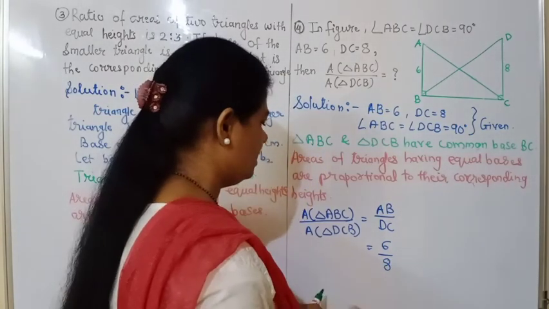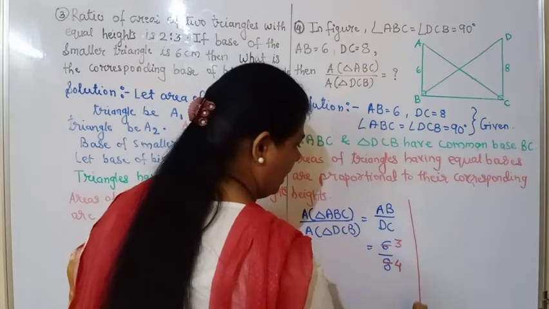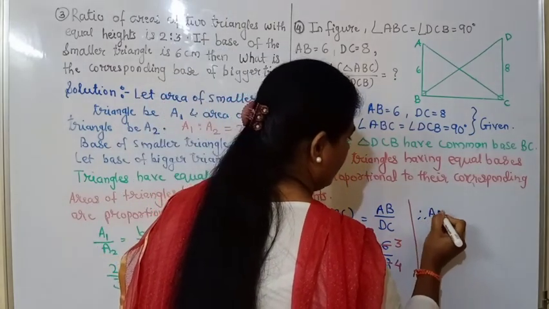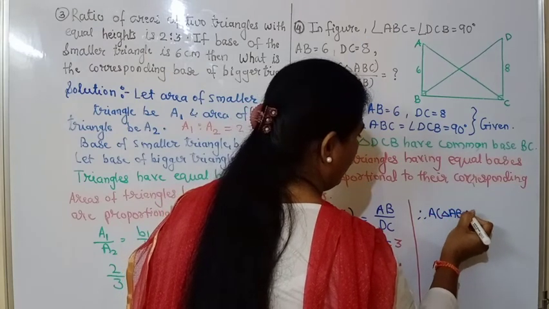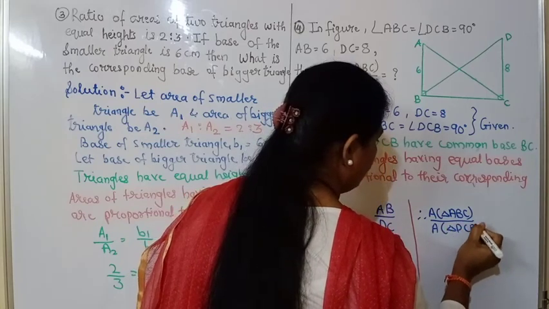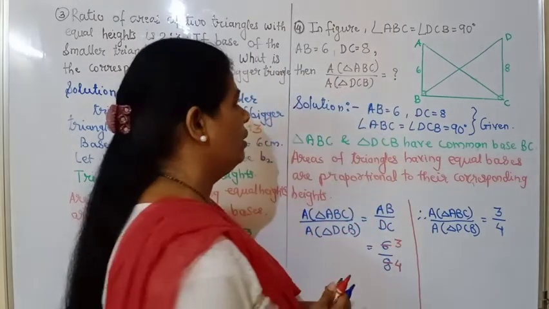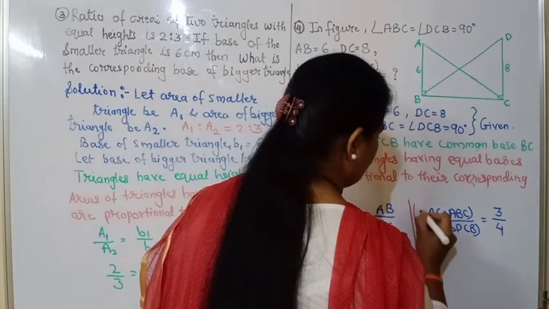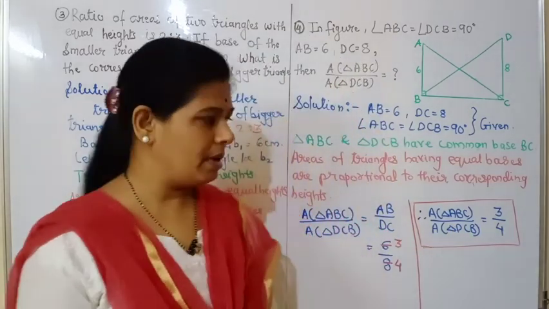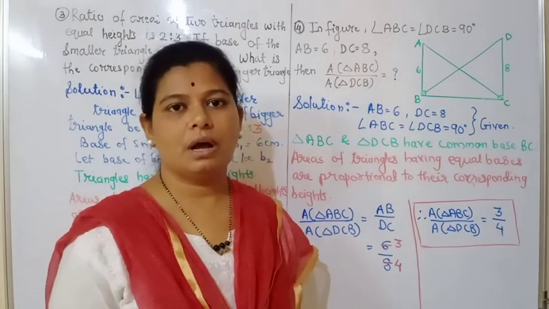So we can divide this by 2. 2 3s are 6 and 2 4s are 8. So at the end, what ratio will we get? Area of triangle ABC upon area of triangle DCB is equal to 3 upon 4. So at the end we get the ratio of these two triangles, that is 3 upon 4. At the end you can make such kind of boxes around the given answers. Now we'll see the next example.